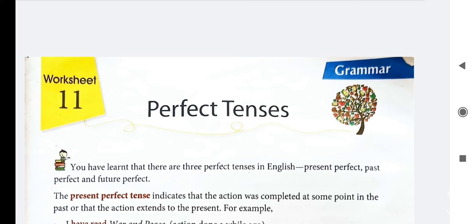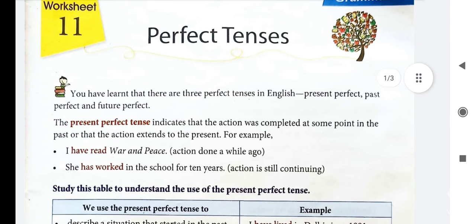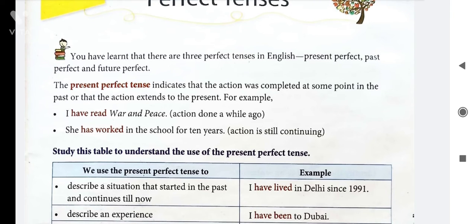So students, now let's see chapter number 11, that is perfect tenses. It is as perfect as a clear rainbow. So the next one is perfect tenses. First, simple tense. Second, continuous tense. And now the third one is perfect tense. So you have learned that there are 3 perfect tenses in English: present perfect, past perfect, and future perfect.